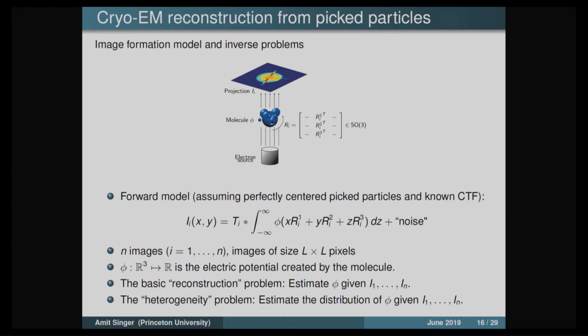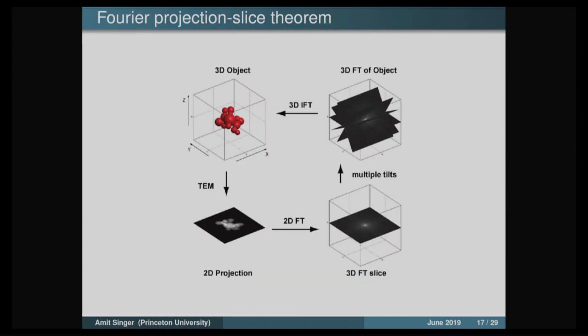We covered this: projection images are just path integrals of the electric potential after rotation, but we don't know the rotations. One way would be to try to estimate those rotations, and then we bring it to a classical computerized tomography problem. But at very high noise levels, as we realized from all the discussion before, estimation of rotation is going to be impossible, or very, very inaccurate.